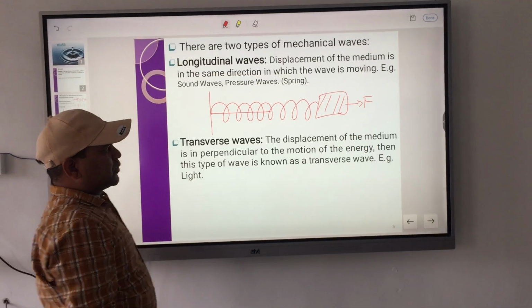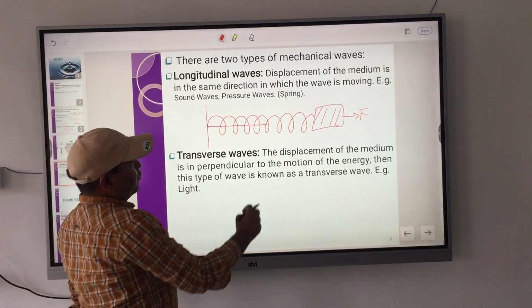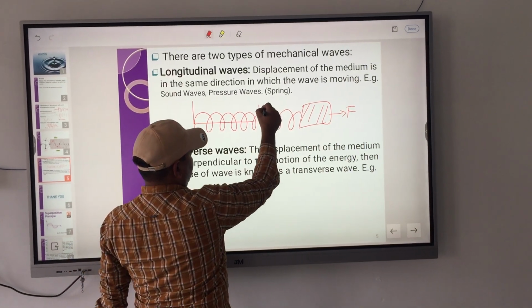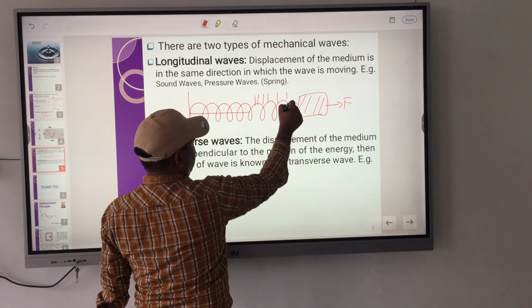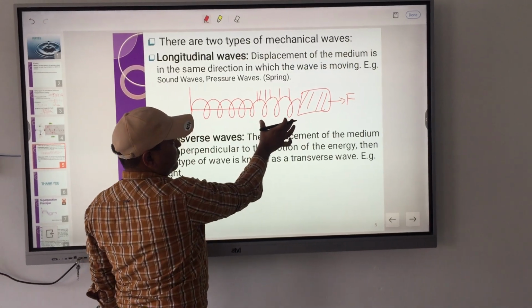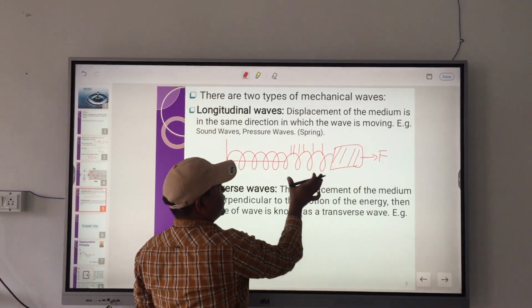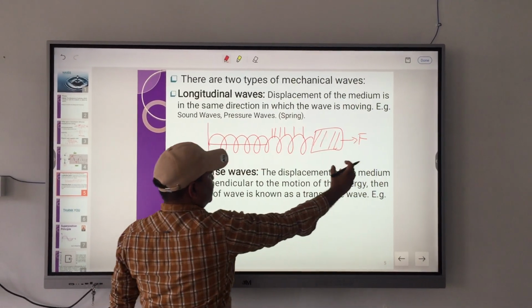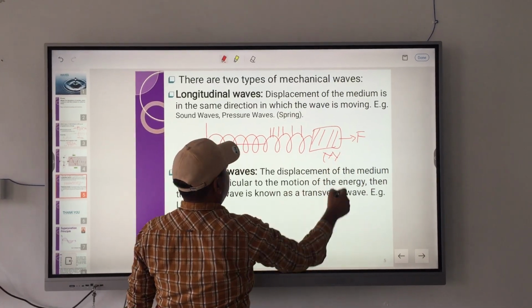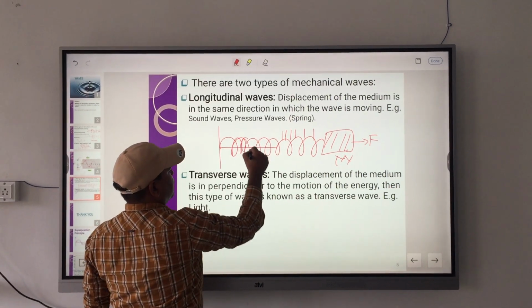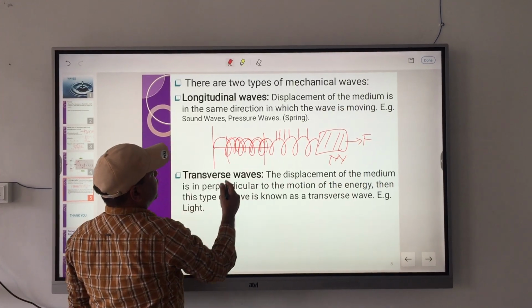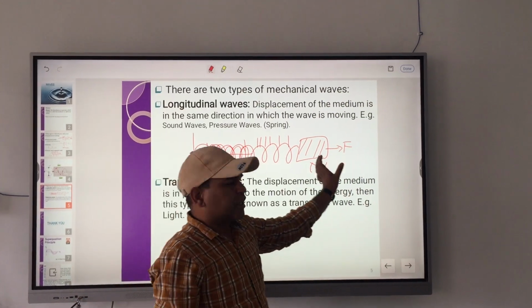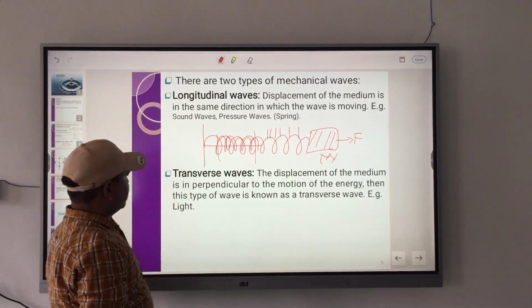if you pull this spring in the right direction, then rarefaction is created, meaning the density of the molecules is expanding. After that, when we release this mass, then compression is created. So it means that the displacement of the medium is moving in the same direction as our fluctuation.